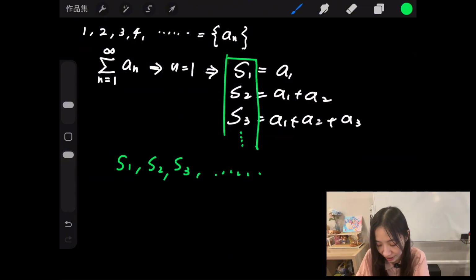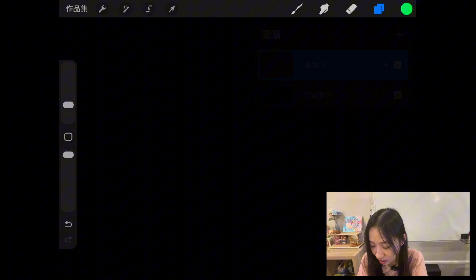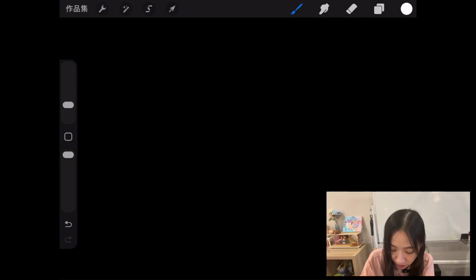So the series could look like a sequence as well, or it may not look like some type of sequence. You can look at it that way. So in this chapter, what is very important about the infinite series?